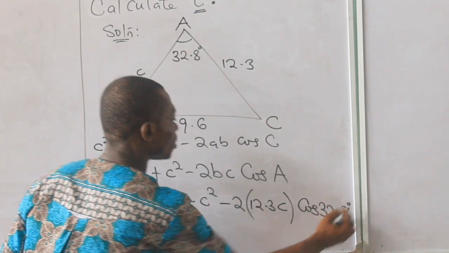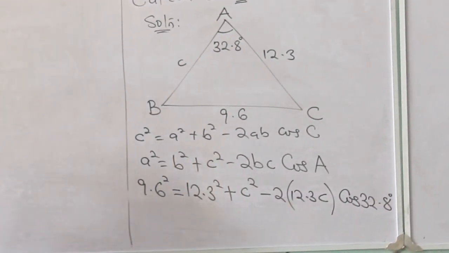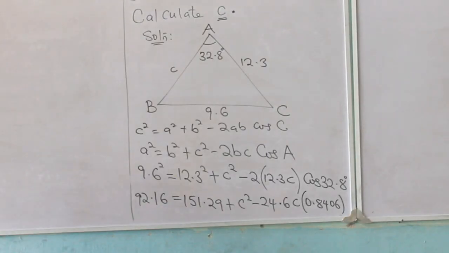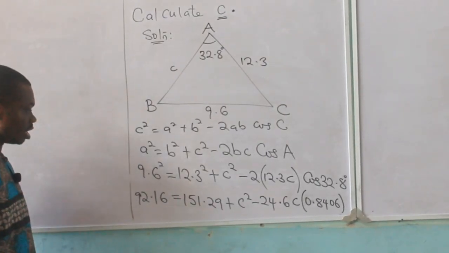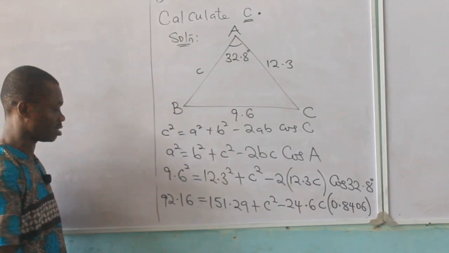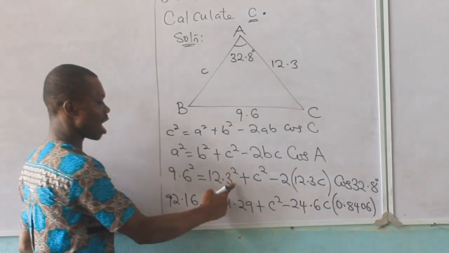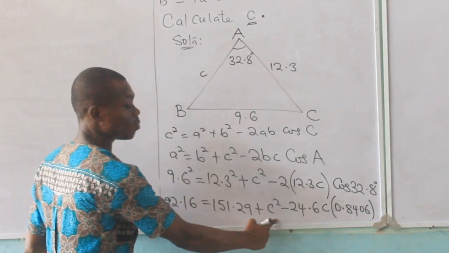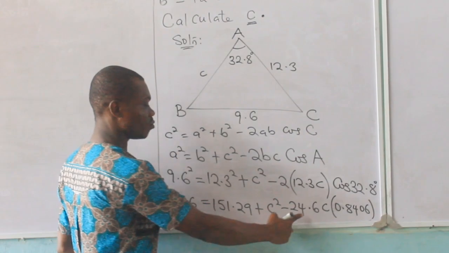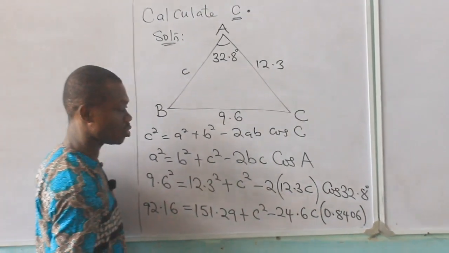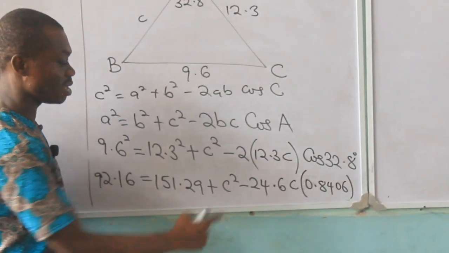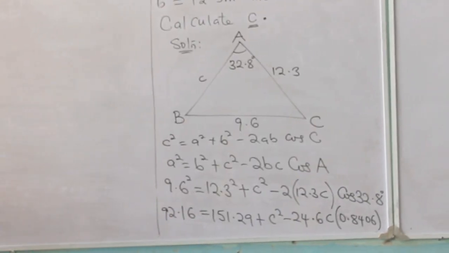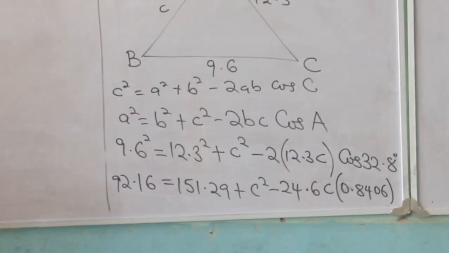All right? Okay, so all I need to do now is to try to simplify what we have. Let's quickly use our calculator to do that. All right, so the square of 9.6 is 92.16, and the square of 12.3 is 151.29. So we bring down our C squared, and then we have 2 multiplying 12.3 will give us 24.6C, and the cos of 32.8 is 0.8406.